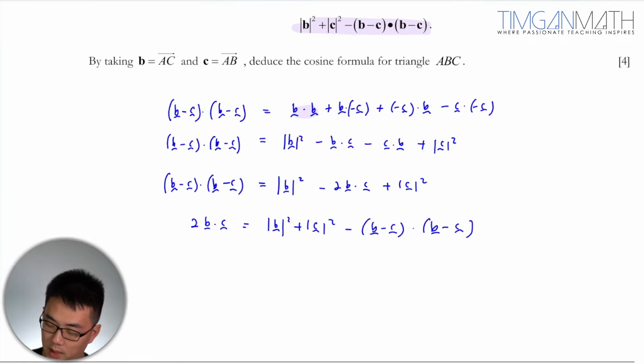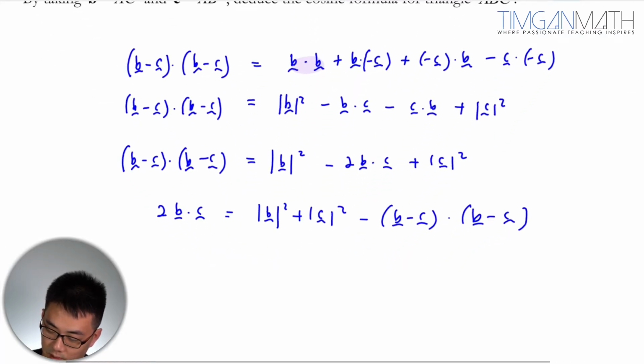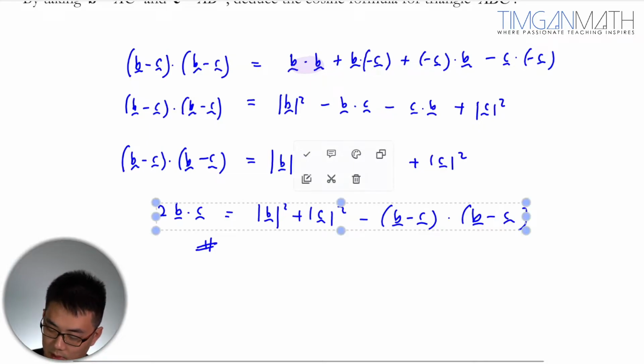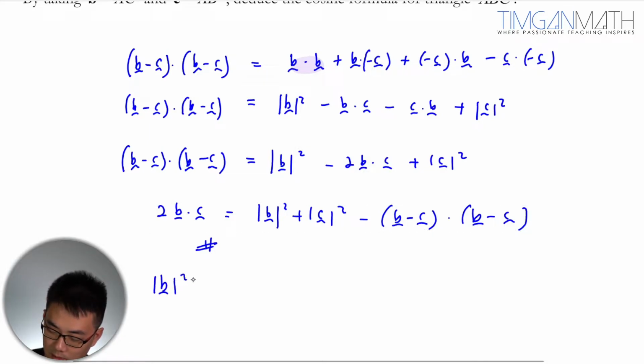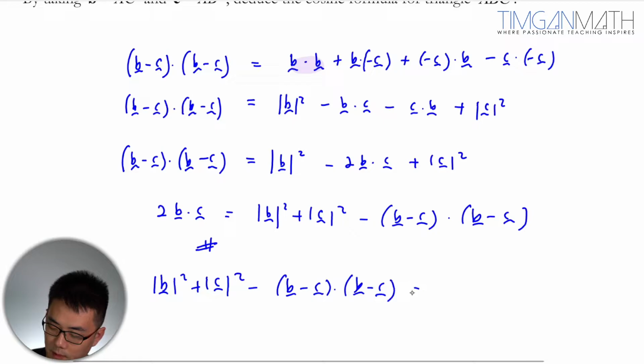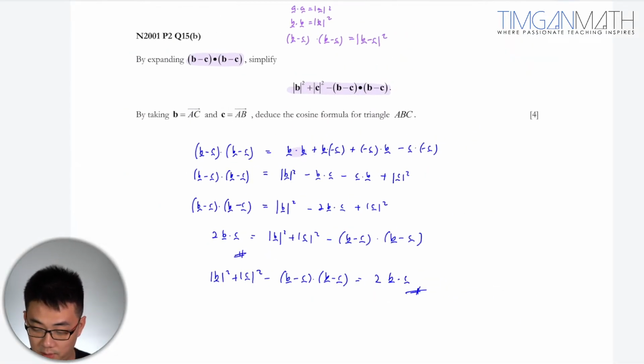So hence, simplifying this, actually this is just equal to this now. Maybe I just write this on the other side: mod of b minus c dot with b minus c equals to b dot c. Okay, that's how you simplify this expression here.